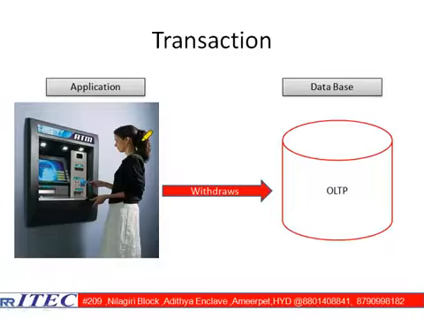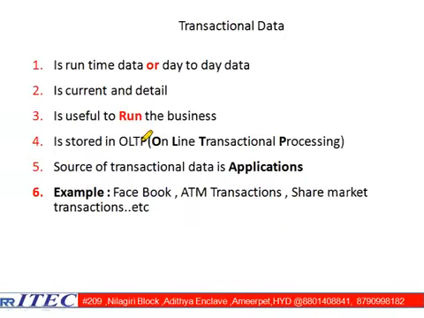Some connectivity you are using over there, it may be ODBC connectivity, or it may be JDBC connectivity, or it may be JNDI connectivity. These are the connectivities we are using, and we are moving data from application to database. So what I would like to say is this data is stored in a database. The database is known as OLTP. OLTP stands for online transaction processing.